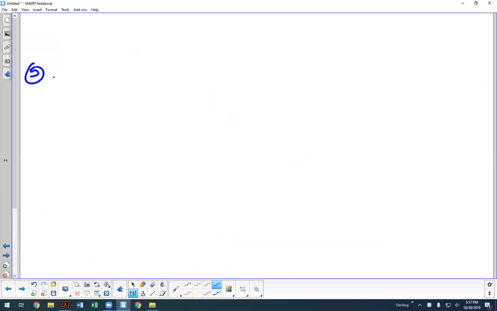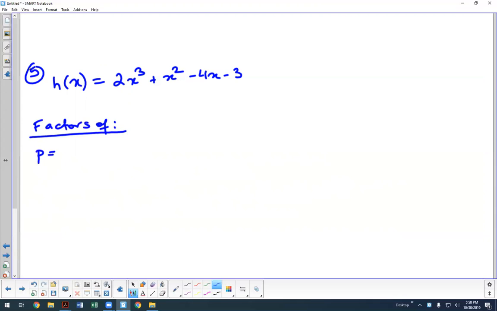So we are given h of x equals 2x to the third plus x squared minus 4x minus 3. So again, we're only interested in the constant term and the leading coefficient. We don't really use any of the terms in the middle here again. So let's look at factors of P, and since that's a -3, let's go ahead and include the sign with it.